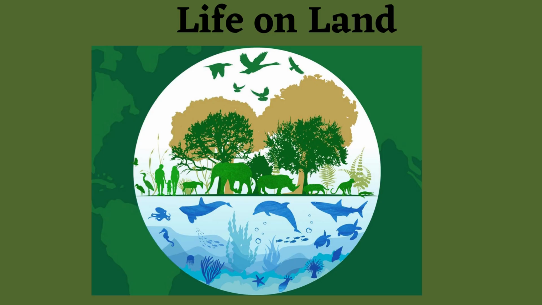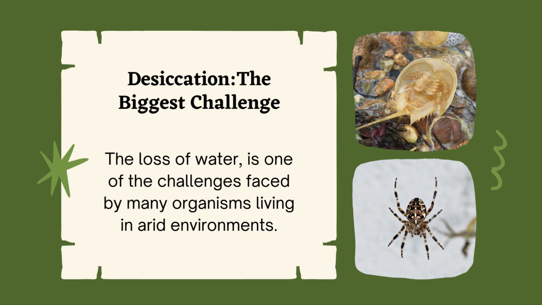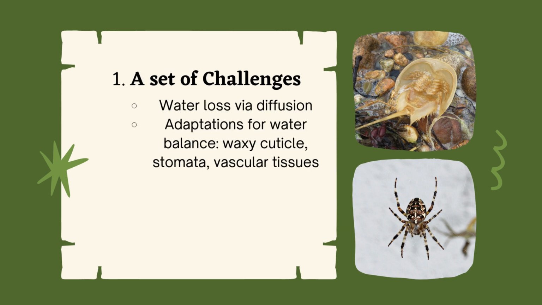Life on land. Firstly, we have desiccation, which is the biggest challenge. The loss of water is one of the challenges faced by many organisms living in arid environments. First off, a set of challenges: water loss via diffusion, and adaptations for water balance, waxy cuticles, stomata, vascular tissues. Now, what is water loss via diffusion?